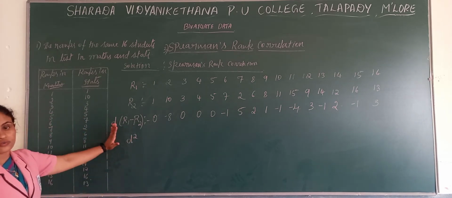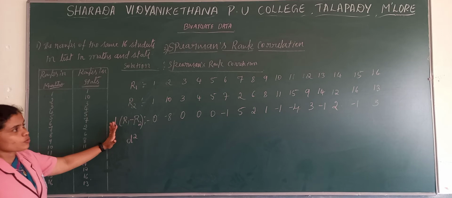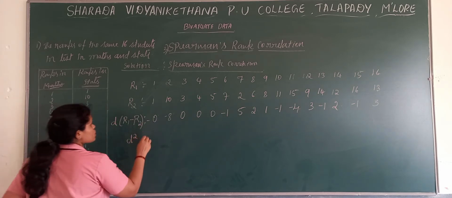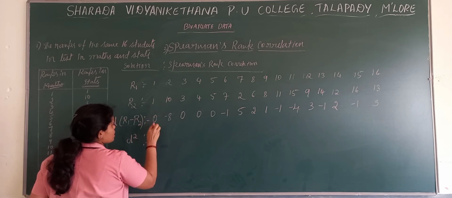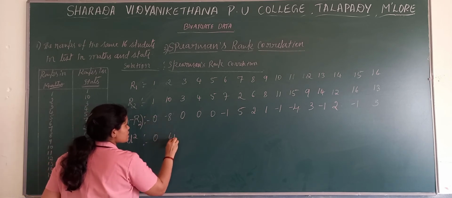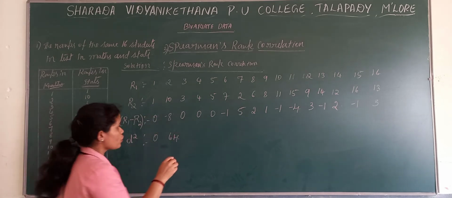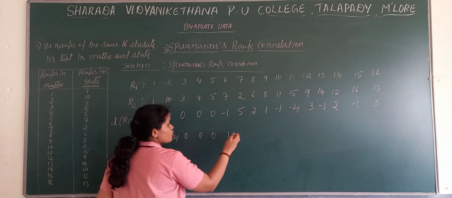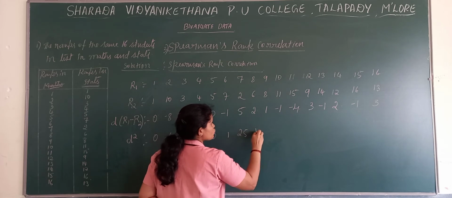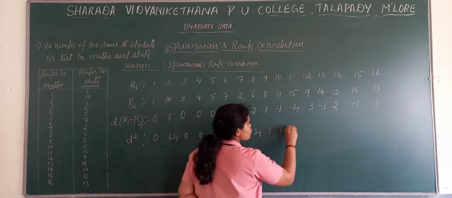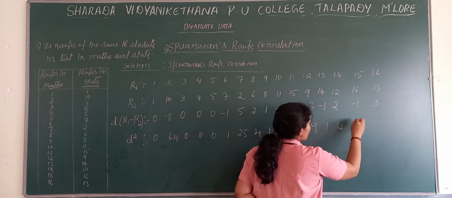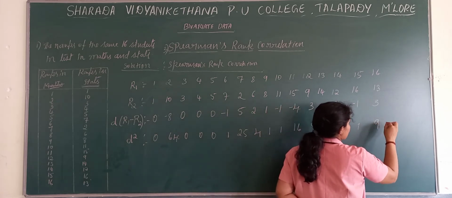The square of these deviations we need to find out. Now, the squared values: 0, 64, then 0, 0, 0, 1. 5 5s are 25. 2 2s are 4, 1. Here also 1, 4 4s are 16. 3 3s are 9. 1, 4. Here also 1, 3 3s are 9.